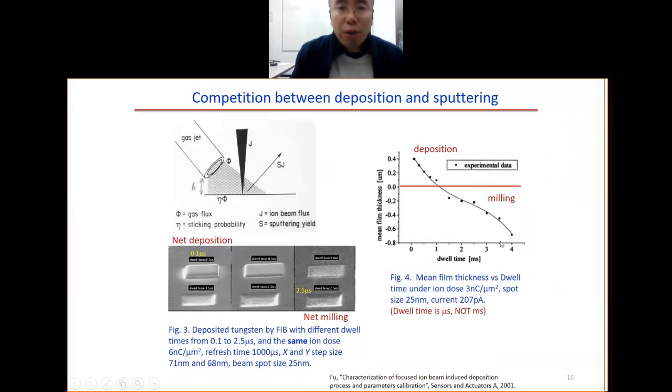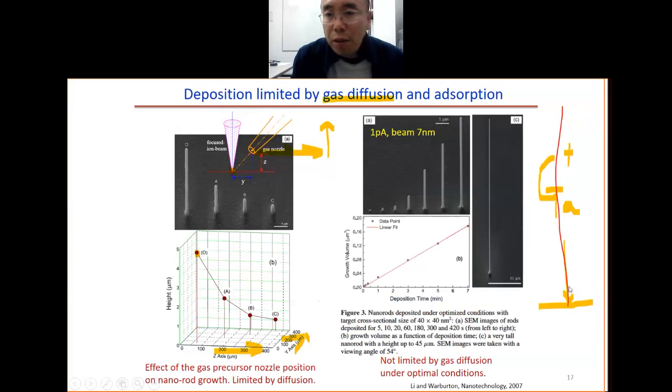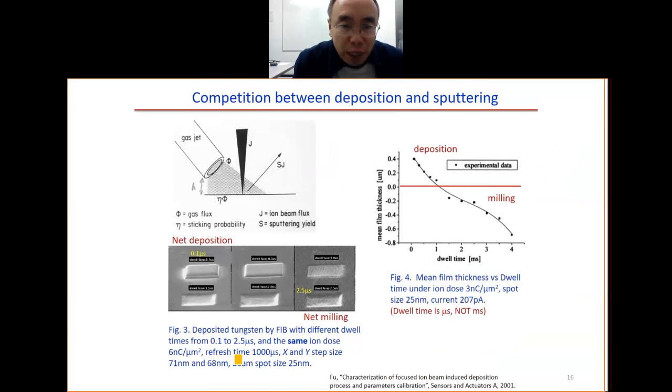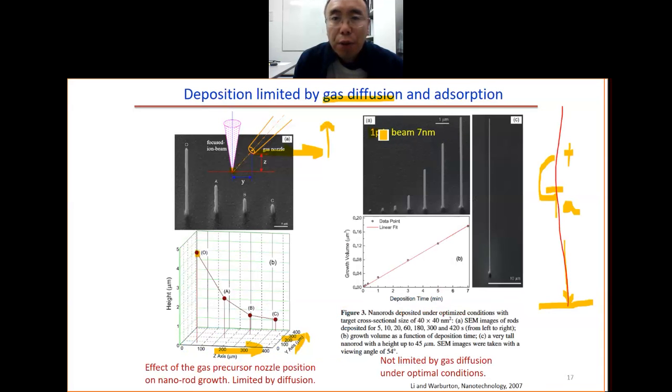So how come it's different from this case? Here we have net milling, but here we have the beam fixed at one spot and we get net deposition. This is because of the very low beam current. In this case, we get only 1 picoampere beam current. Here the beam current is 207 picoampere. You can see it's much higher. This is 207 picoampere. Here you have only 1 picoampere.